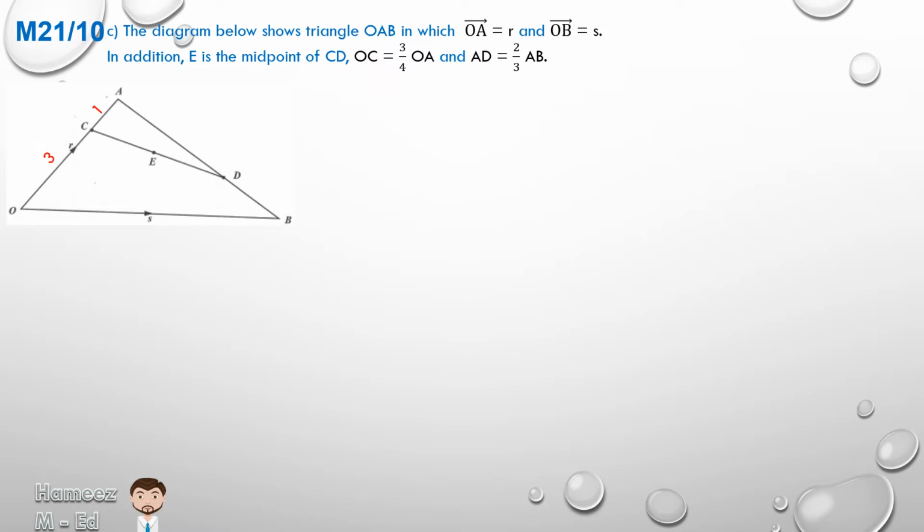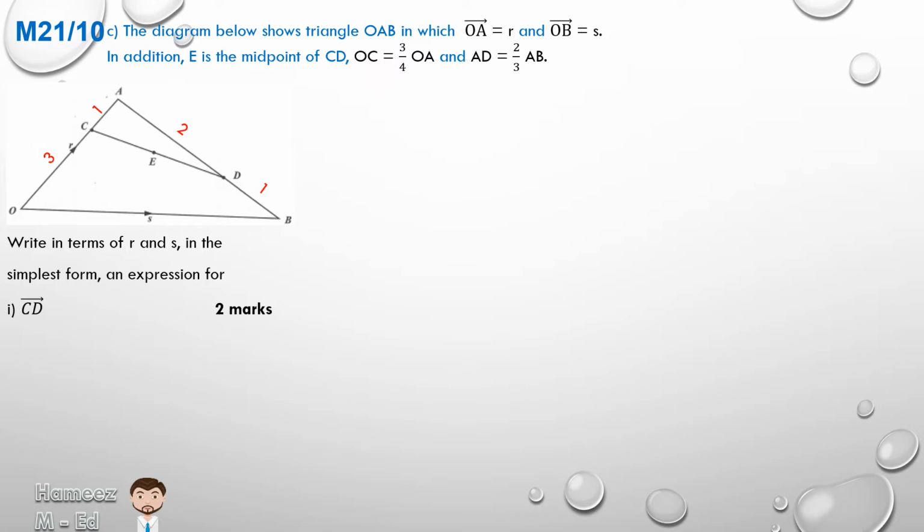And 2/3 of AB, 2/3 of the entire length is AD. So we can show that as well, that there are 2 parts from A to D, and the remainder is 1 part from D to B. Write in terms of R and S in the simplest form an expression for part 1, CD.